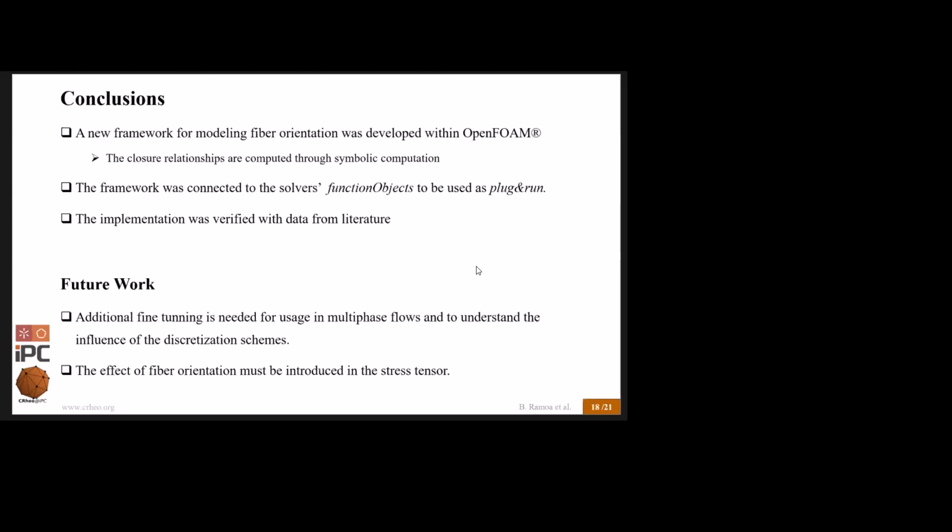And we are still working on implementing the influence of orientation on the flow. Again, we are aiming to leverage the function object functionality of OpenFOAM, so that if you use this functionality, we'll introduce the source term in the momentum equation with the contribution from the orientation. But this is still not yet there.